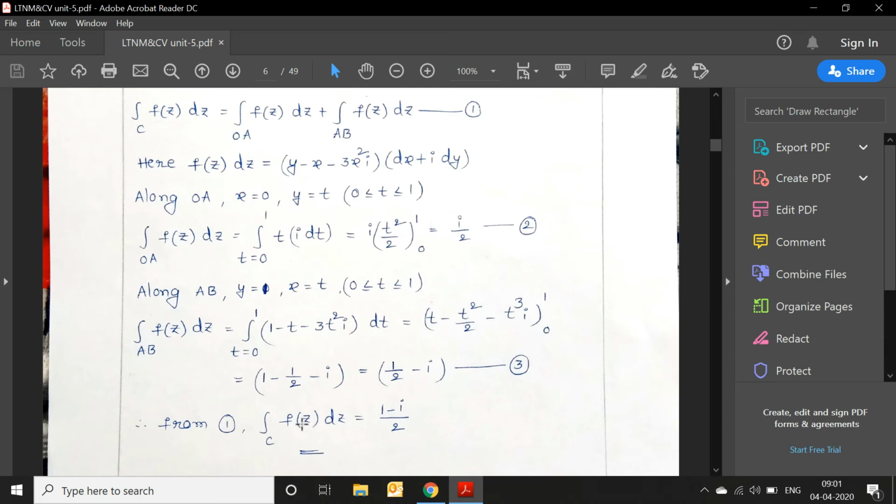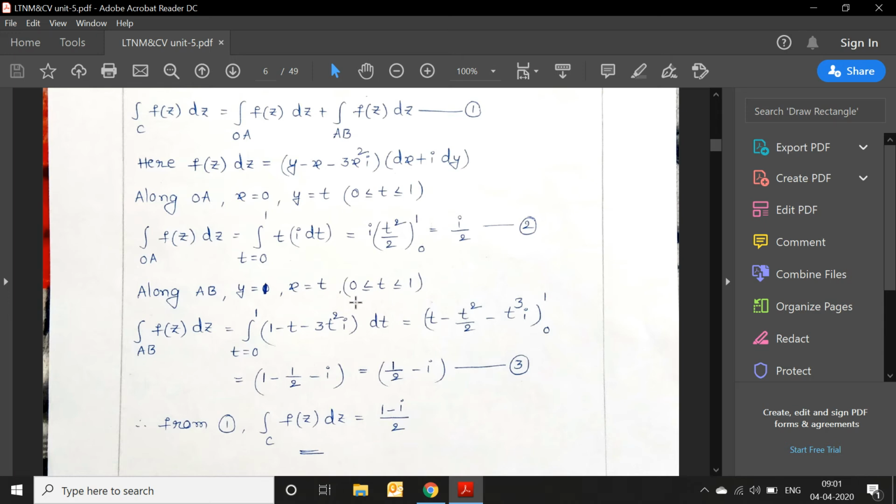So what is the contour integration? Integral C f of z dz, by using line integral, we can add these two: i by 2 plus 1 by 2 minus i. After simplifying, we get (1 minus i) by 2.